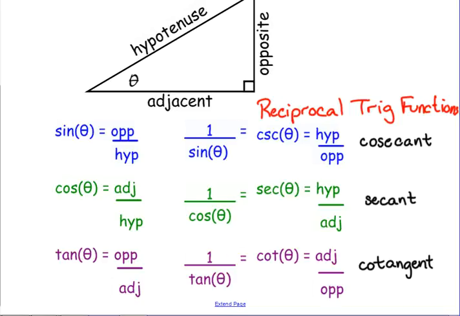Cosine, its reciprocal trig function is secant. It's the hypotenuse over the adjacent. Tangent's reciprocal is cotangent. That one's easy to remember. The way that I remember the other 2 is the cos never match up. Sine and cosecant, cosine and secant. It's not cosine and cosecant. Cos do not go together. Sine goes with cosecant, cosine goes with secant, tangent goes with cotangent.